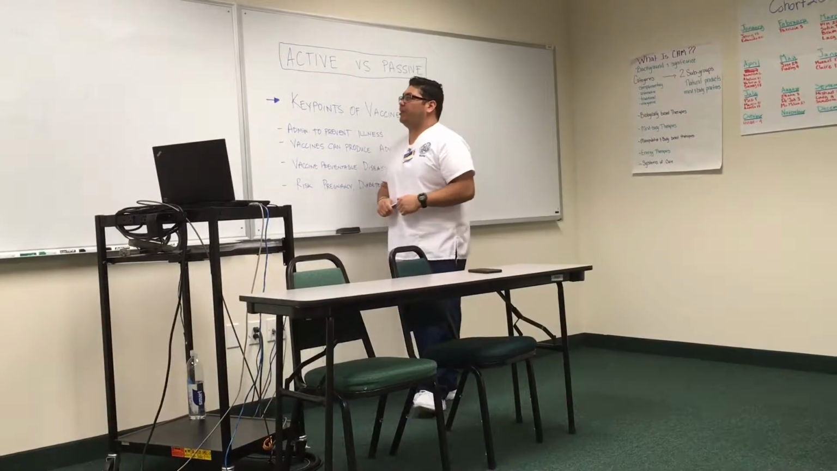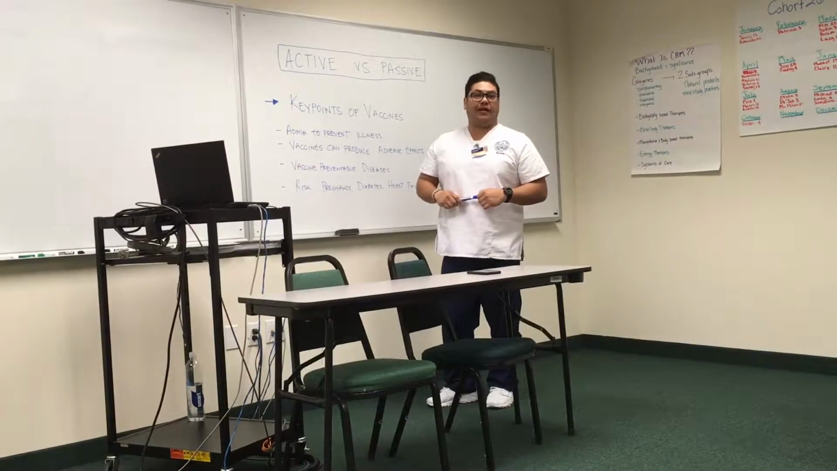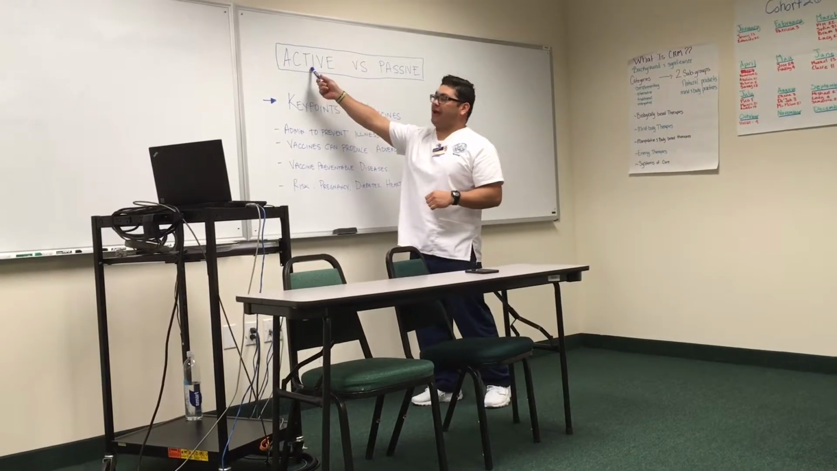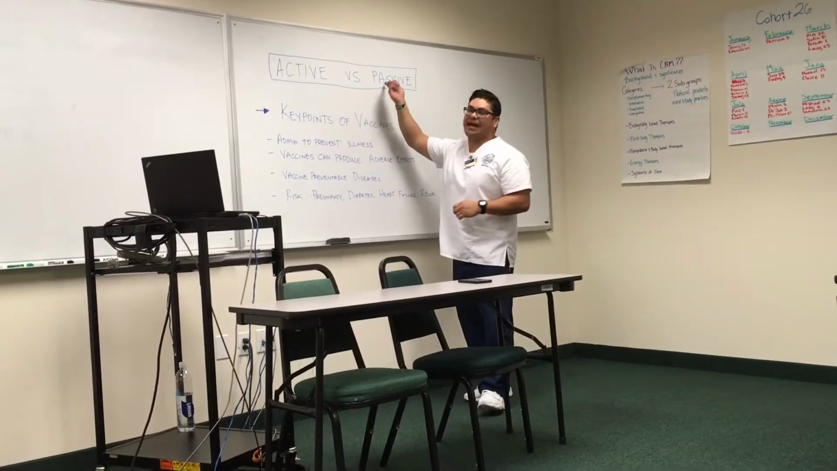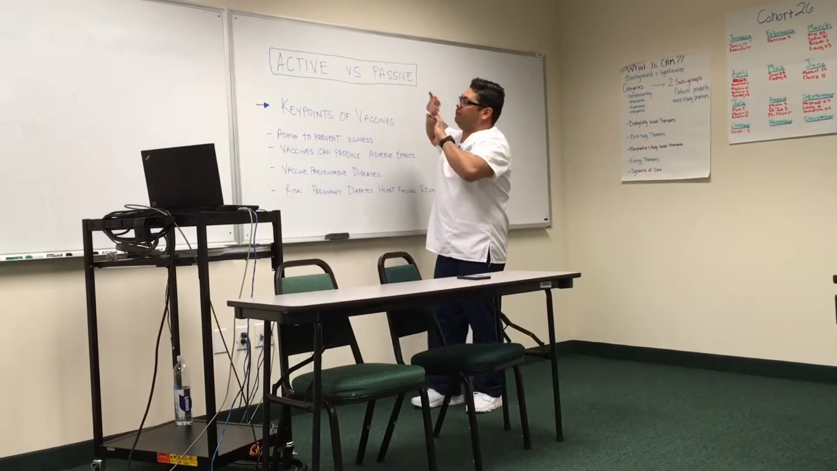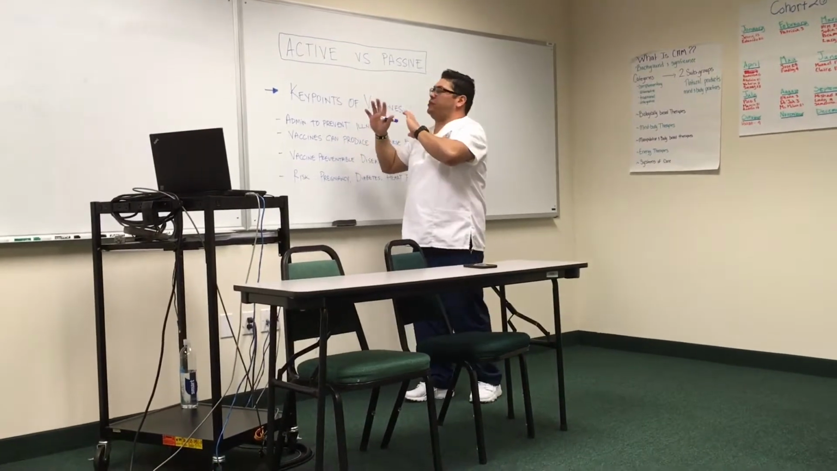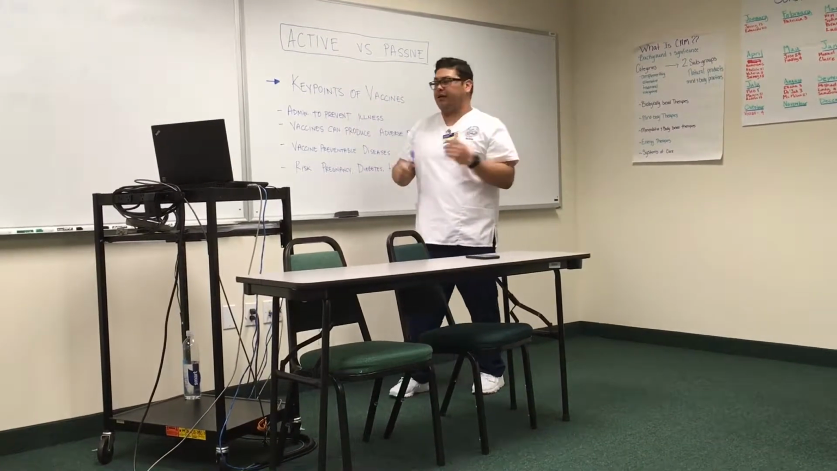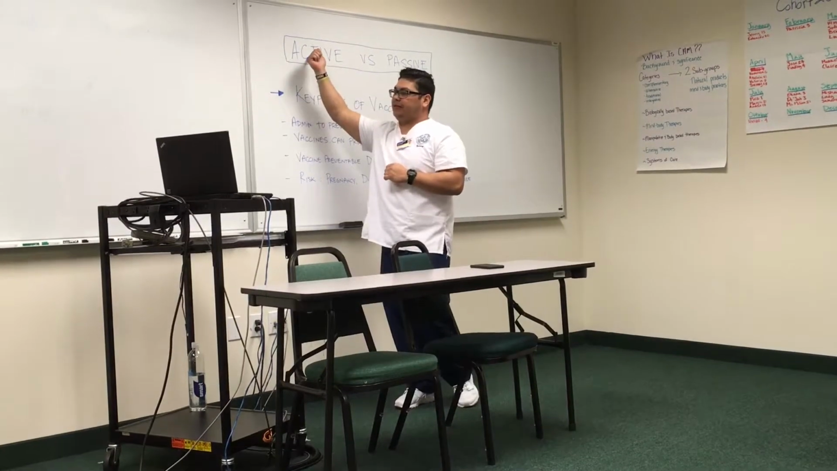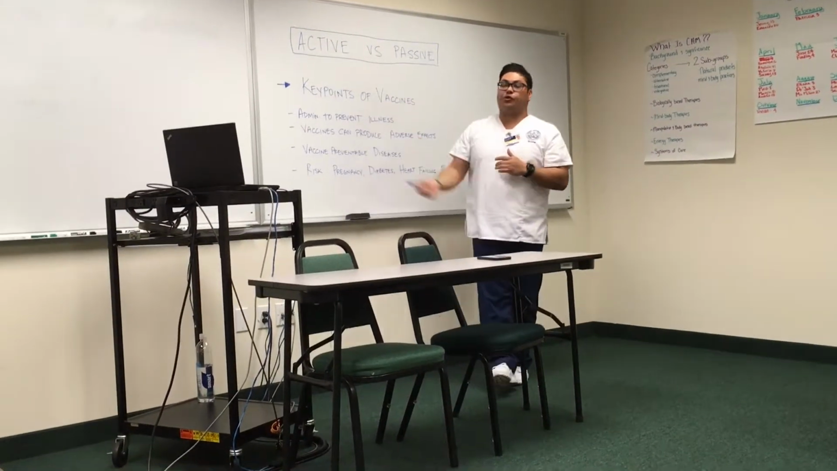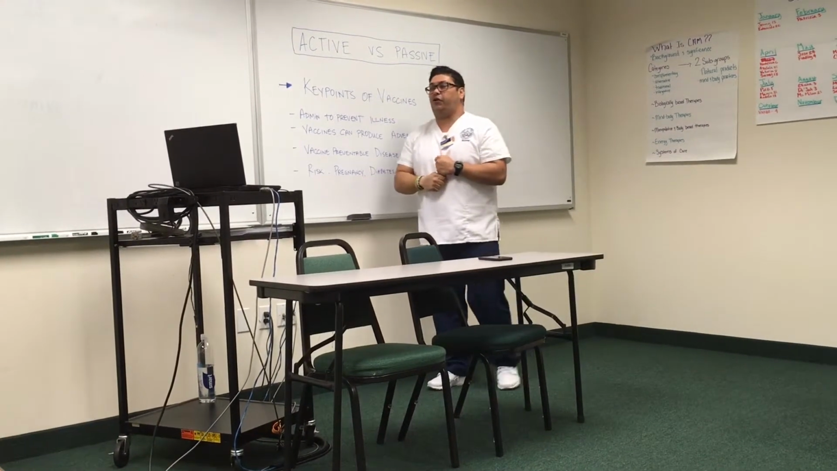The next section is going to be the two types of responses due to vaccines. One is going to be active immunity, and the other one is going to be passive immunity. They're not very difficult to understand, so I'm going to put it in the easiest way. An active response is a response that's induced by a real pathogen or its vaccine.